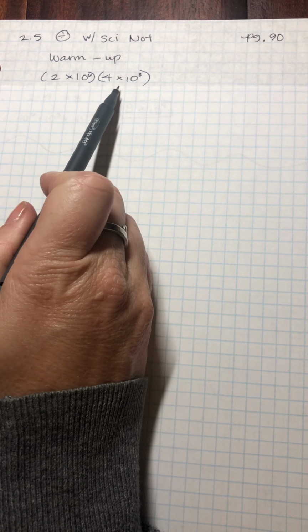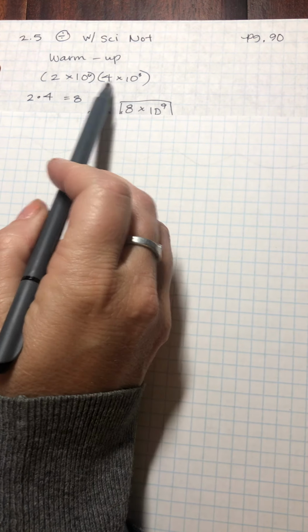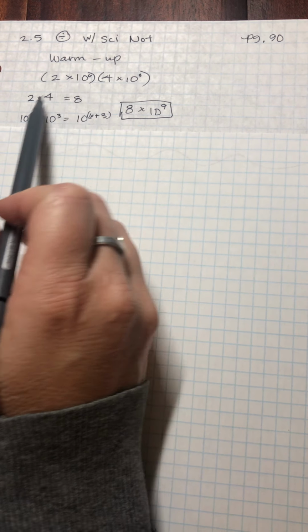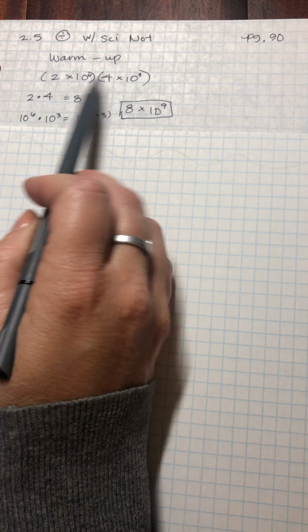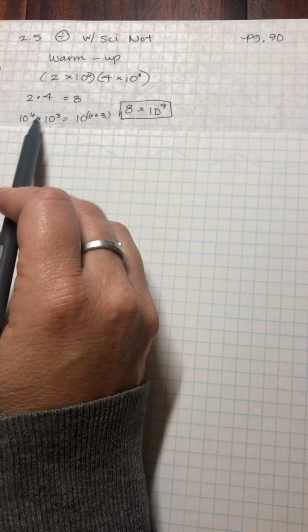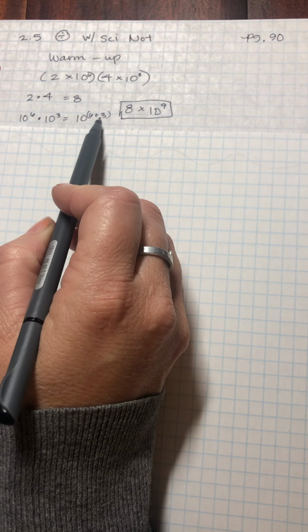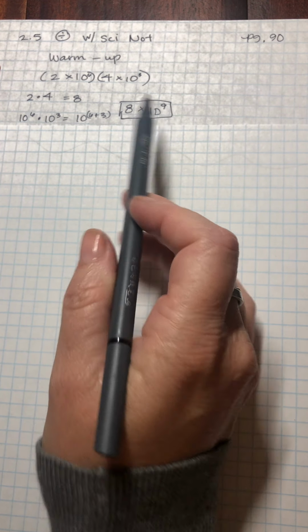When we multiply scientific notation, we multiply the first factors and then we multiply the second factors. So we have 2 times 4, which gives us 8. Then we have powers of 10 with the same base, right? And when the bases are the same in multiplication, we add the powers. So we end up with a final answer of 8 times 10 to the 9th power.